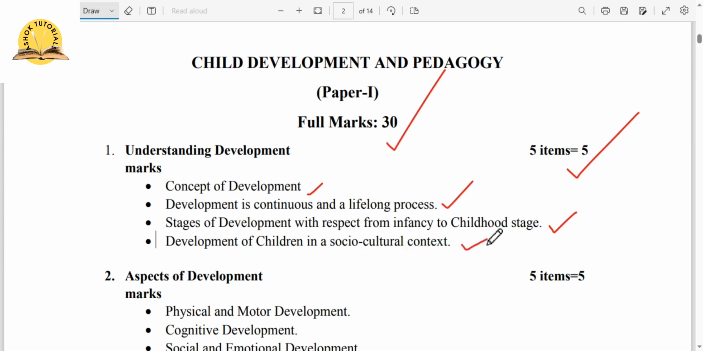So this is a very interesting topic. Development is a very interesting topic, as we will be learning the developmental process of ourselves from childhood to the present scenario. And there are different types of development: physical, social, emotional, psychological. So all these things we will learn when we discuss the syllabus in detail, all right? So this unit 1, understanding development, has got 5 marks.